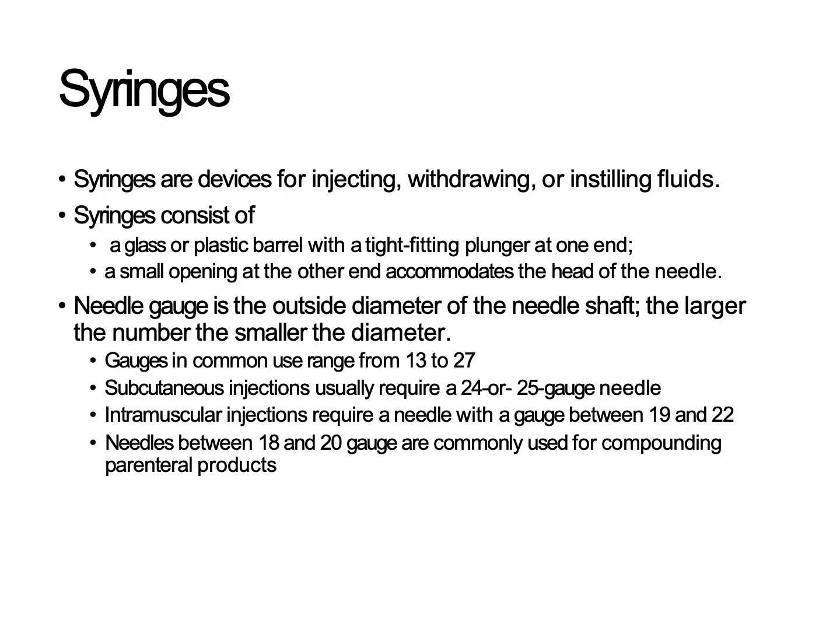We also have subcutaneous injections that usually require 22 or 25 gauge needles. For example, intramuscular injections use needles between 19 and 22 gauge. For compounding parenteral products, 18 to 20 gauge needles are commonly used.